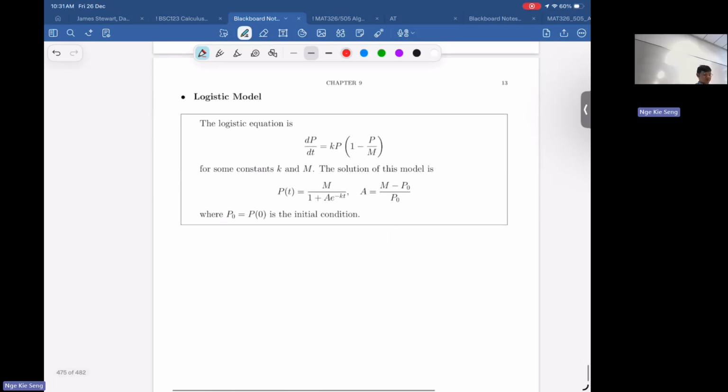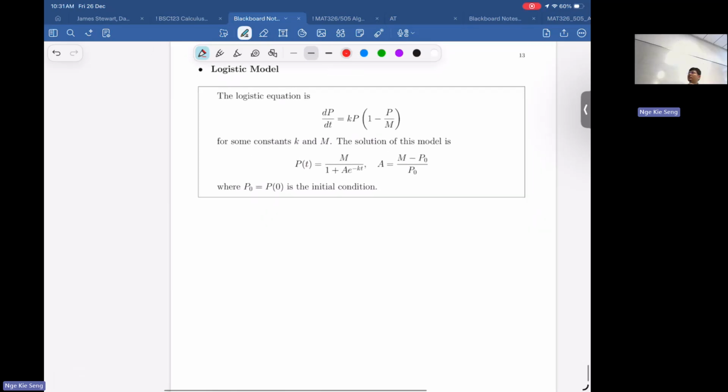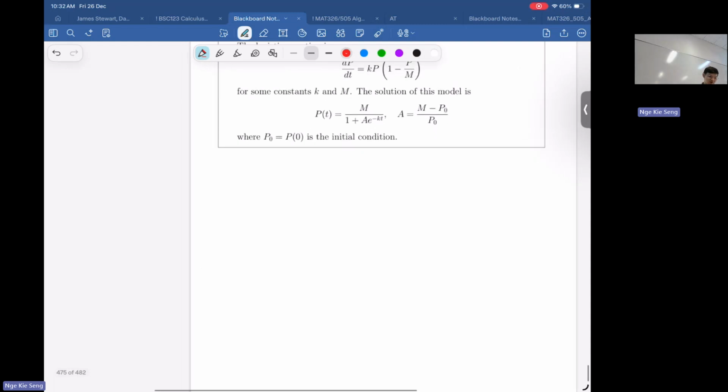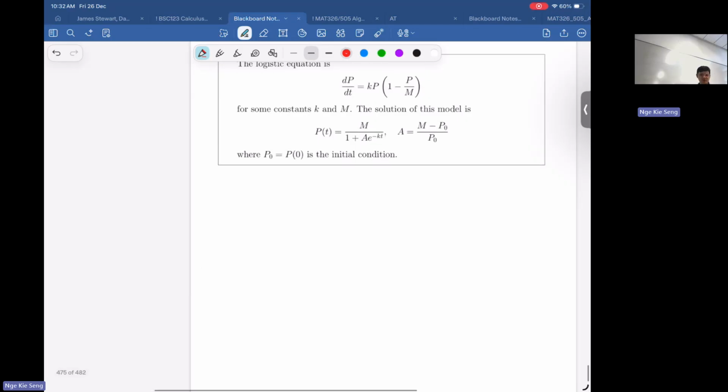How about the other model? Remember we learned two models, okay? Because we worry that this population, after reaching the carrying capacity, then it won't grow anymore. Okay, that's why we introduce this 1 minus P over M. Okay, so then the solution would be M over 1 plus A times e to the kt. So how do we solve this actually? Okay, similarly, we're going to solve it using a separable equation here. Is it easy to separate in this case?